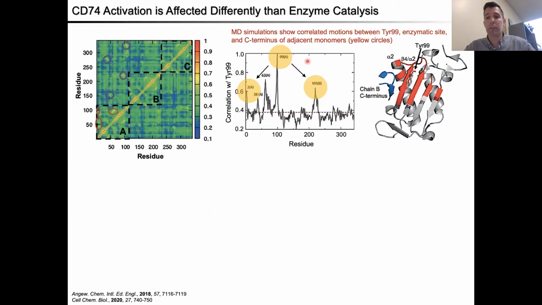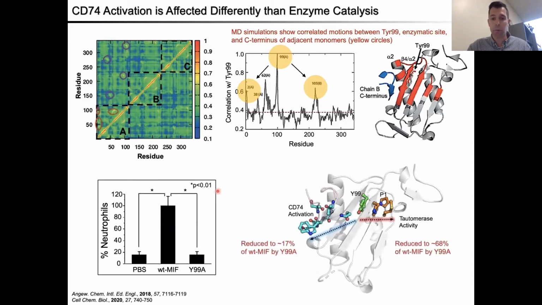Okay, and so MD simulations revealed that all of the colored sections of this structure were dynamically correlated to tyrosine 99 in solution. So this encompasses all the way here, the N-terminal active site and the C-terminal CD74 binding site, which led us to propose that if we examine CD74 activity in the presence of mutations, it might be affected by tyrosine 99, and that's exactly what we saw.